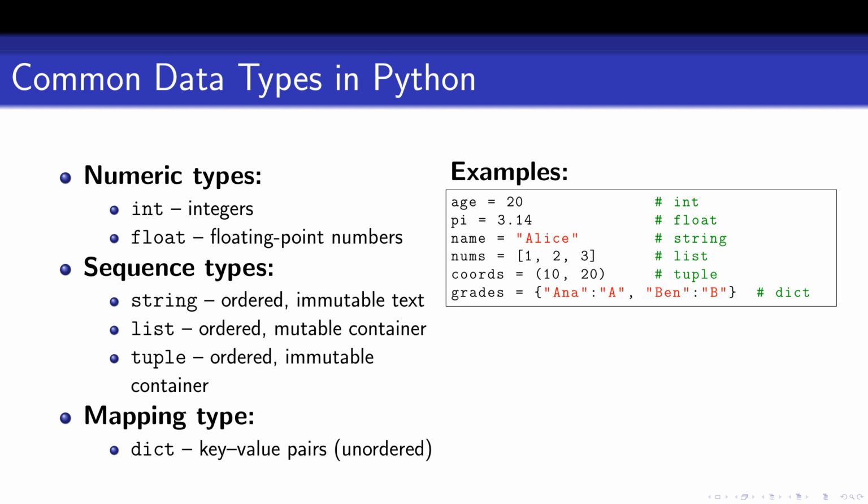Finally, dictionaries are mapping types, associating keys with values without any specific order. These categories cover the most common data structures students will use early in their programming journey. On the slide, the examples highlight how to define each of these data types and what they look like in practice. Understanding their strengths is the first step toward choosing the right container for your problem.